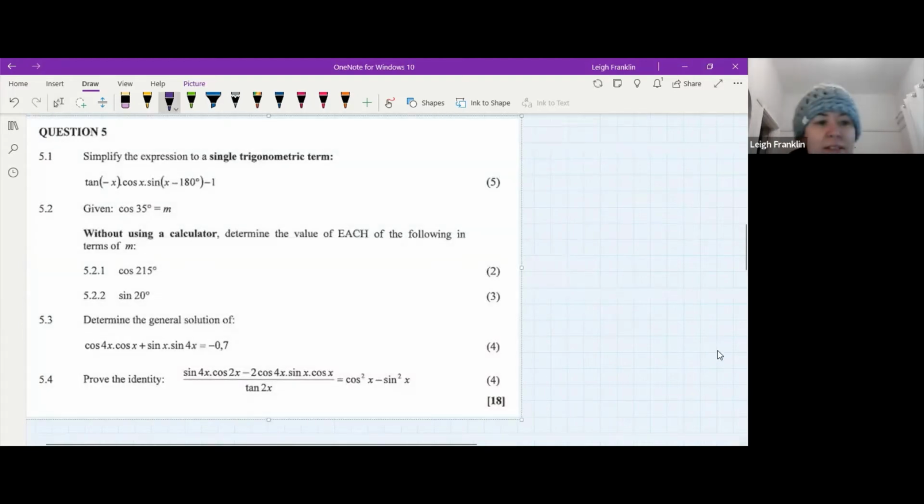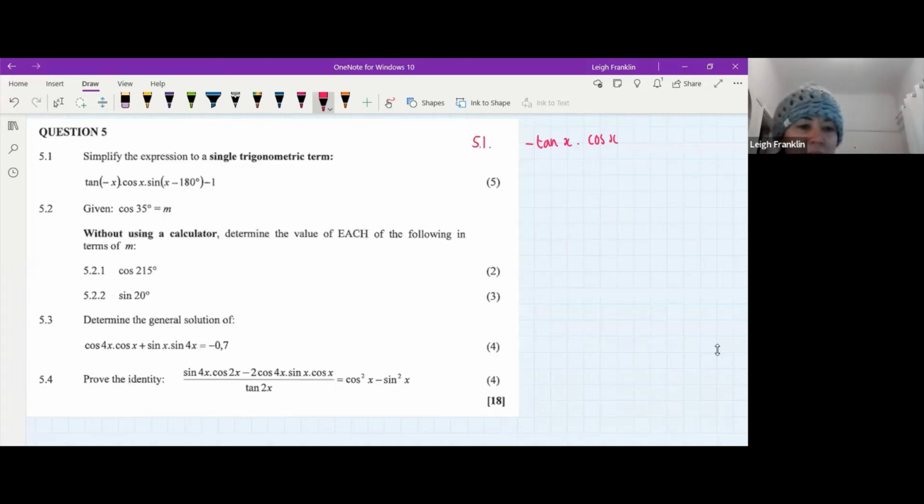So I'm going to write here on the side. This means applying our reduction formulae from grade 11, so we absolutely have to know what these are. So tan of minus x becomes minus tan x because we're working in quadrant 4. We're multiplying that by cos x. Sorry, this is question 5.1.